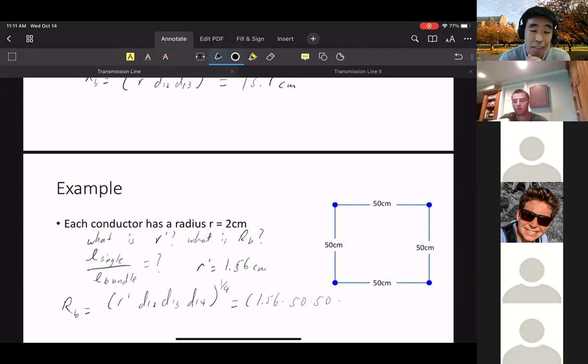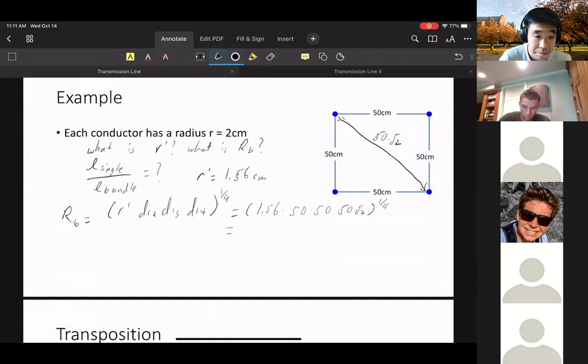Okay, so if you're doing this question very fast, you're tempted to also write 50 here, right? That's not correct, right? So this is 50 root 2. Because we're looking at this distance, okay? We're looking at this distance. So this distance is 50 root 2 centimeters, not 50. Okay, so this is 50 times root 2, to the 1/4. We get 22.9 centimeters.